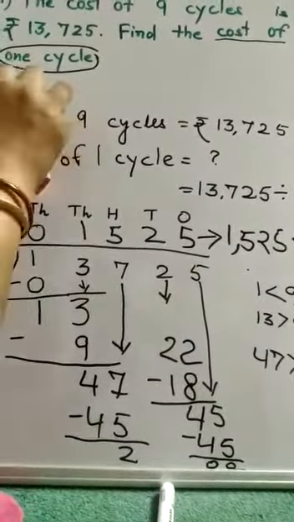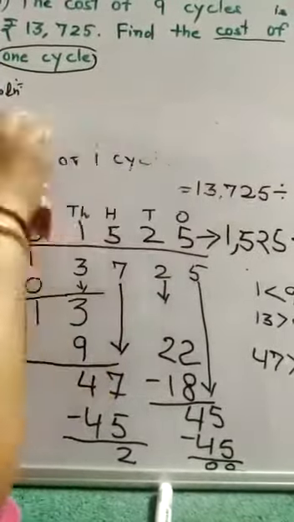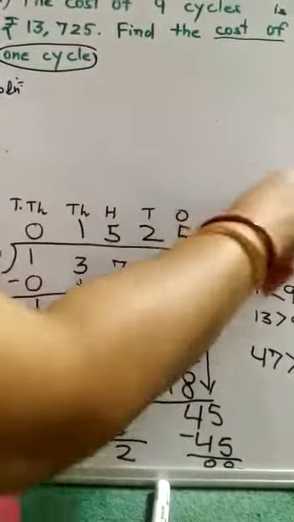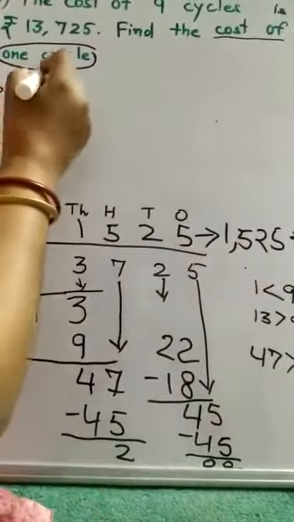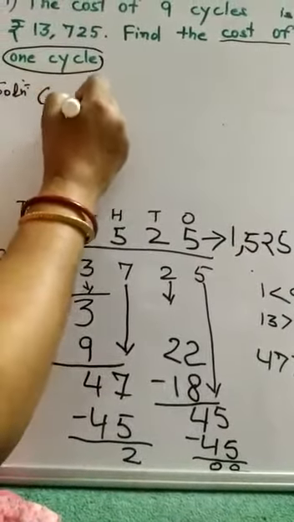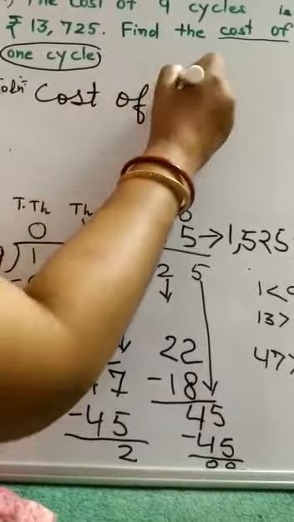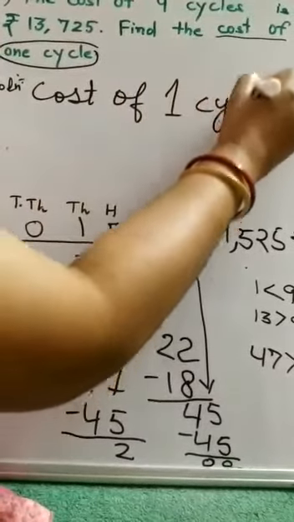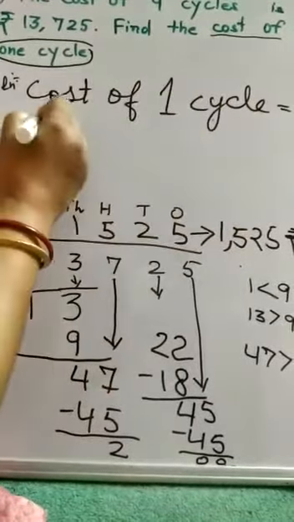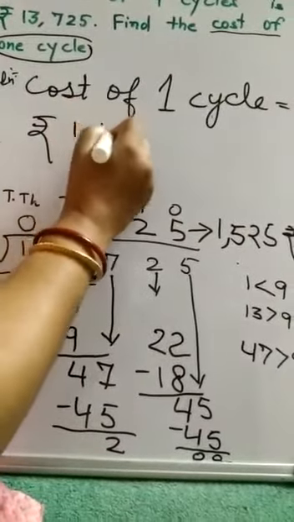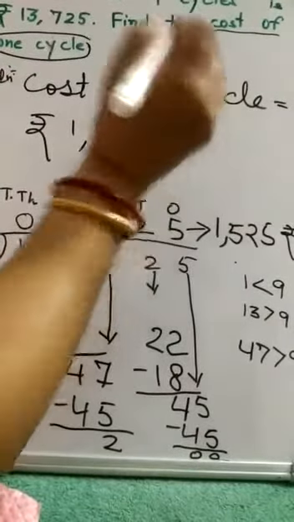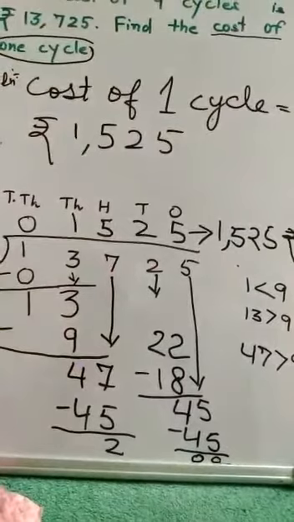So the solution is: the cost of one cycle is rupees 1,525. Okay, children?